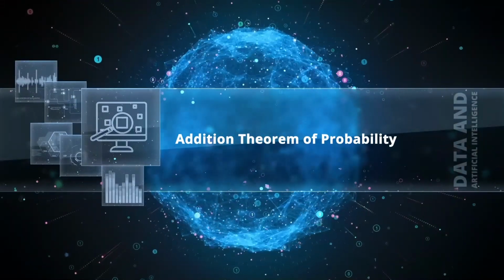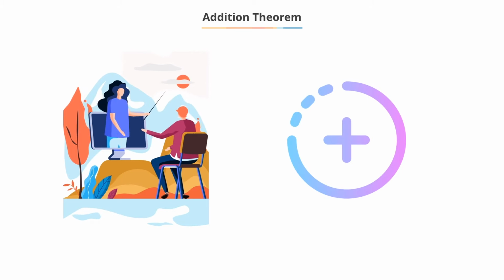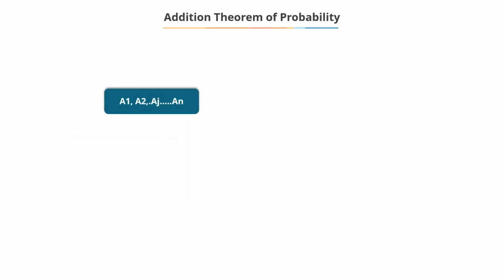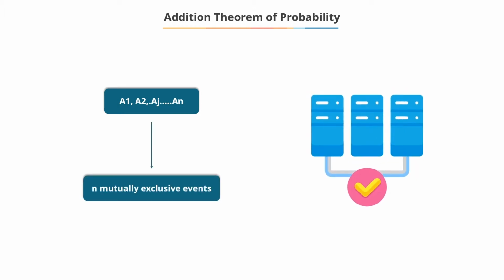Addition theorem of probability. In this section, we will learn about the addition theorem of probability. The addition theorem states that if A1, A2, Aj up to An are n mutually exclusive events, the probability that at least one event of these will occur is the sum of their probabilities.